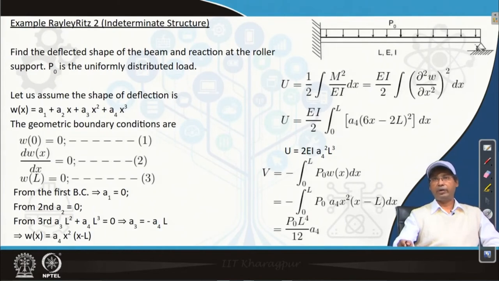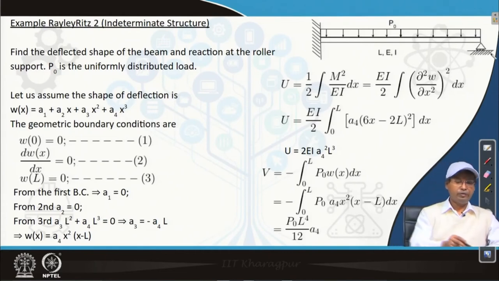This is a propped cantilever beam under uniformly distributed load. Find the deflected shape of the beam and the reaction at the roller support. P0 is the uniformly distributed load. Let us assume the shape of the deflection is W(x) equals a1 plus a2 x plus a3 x squared plus a4 x cubed.